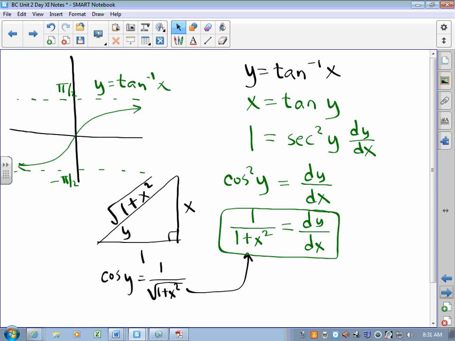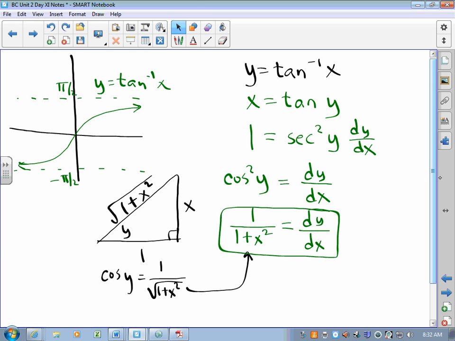So, why does that make sense? Well, let's think about this. At the origin is the steepest slope you're going to see. That slope looks about 1 at the origin. And sure enough, this thing is as big as it's going to be when x is 0. Also, as we get larger and larger in both directions, those tangent lines are practically horizontal. As x values get bigger, the denominator gets bigger, and the fraction gets closer and closer to 0. So this is actually very intuitive.